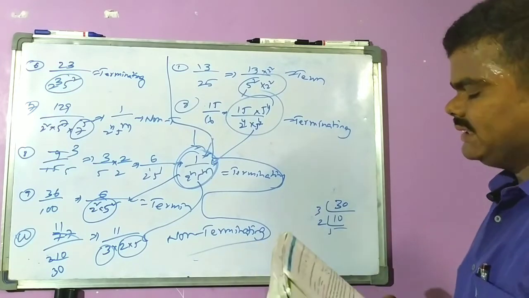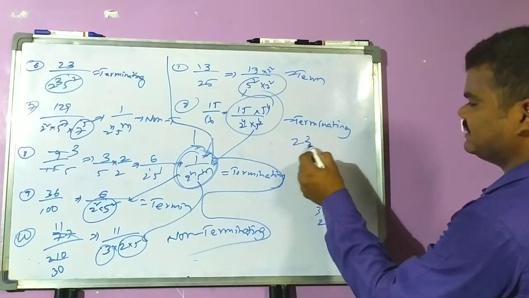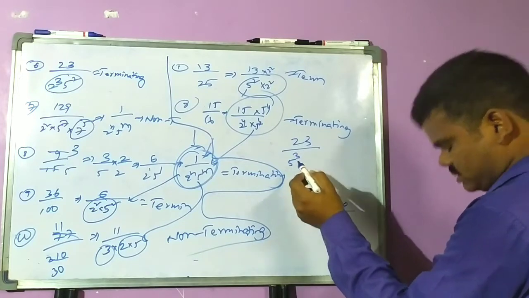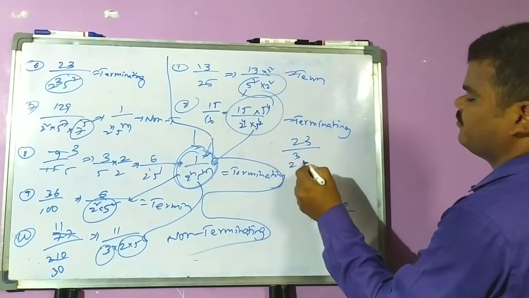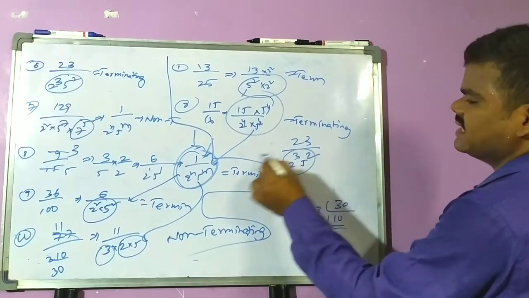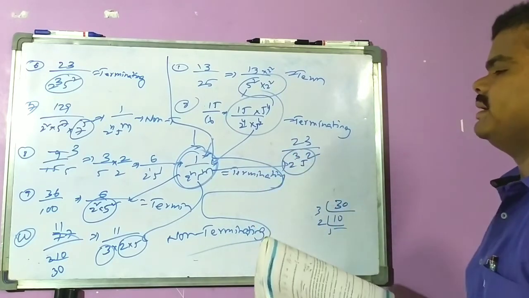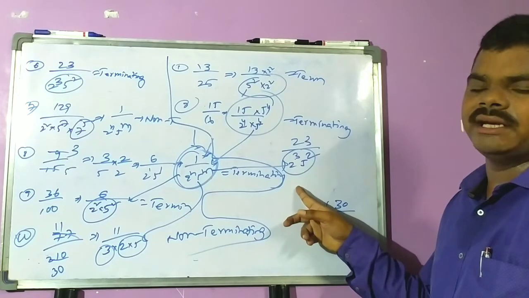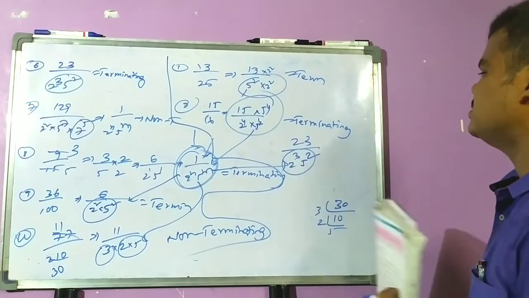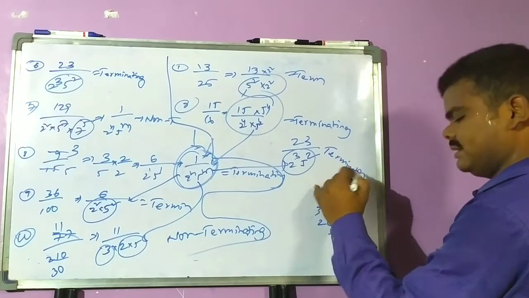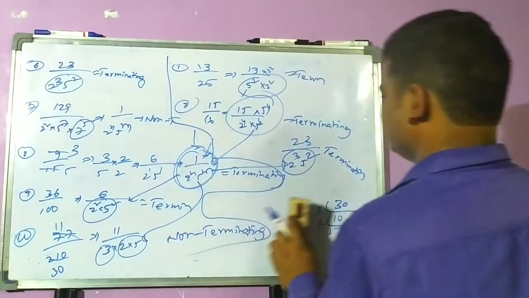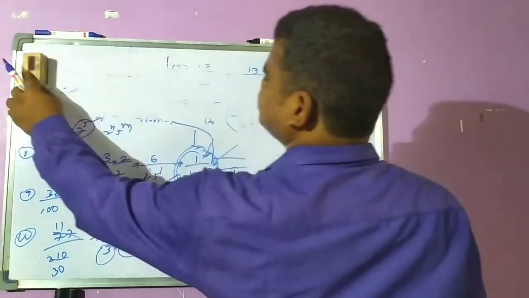Next one. 23 by 2 cube 5 square, right? This is directly, the denominator is in the form of 2 power n into 5 power m. This is also terminating decimal expansion. Terminating decimal expansion.